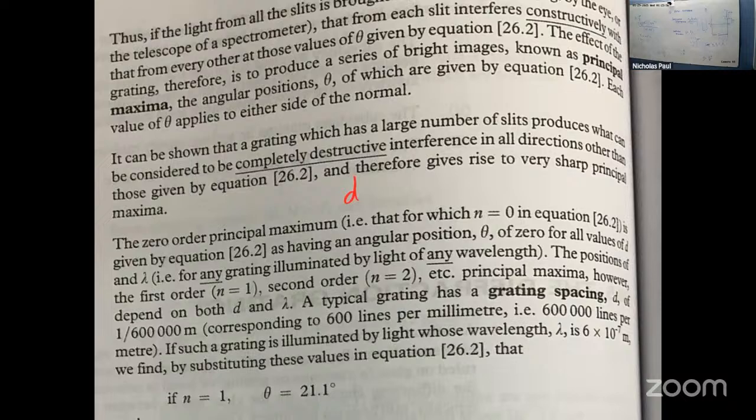If you have the formula d sine theta equal to n lambda and n is 0, then theta is dependent on nothing really, right? But if n becomes 1, then sine theta is dependent on lambda and d. So that's what they're saying. They are saying that all the other principal maxima are dependent on d and lambda. When n is 0, it's not dependent on anything. But all the others are dependent on that.